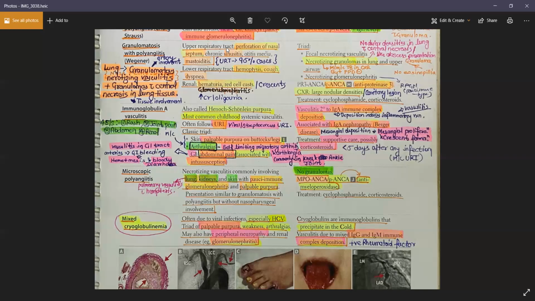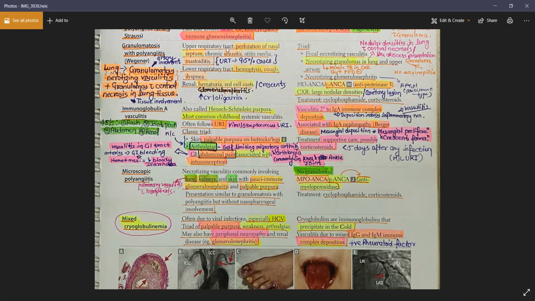So the patient will sometimes have a nasal perforation because the blood supply to the nasal septum is lost. Just like with cocaine, if you remember, you can get nasal septum perforation. You will get sinusitis, facial pain and nasal discharge because of it. You will get recurrent episodes of otitis media or mastoiditis.